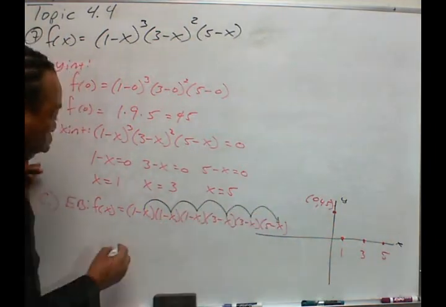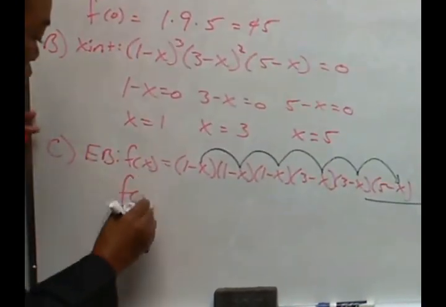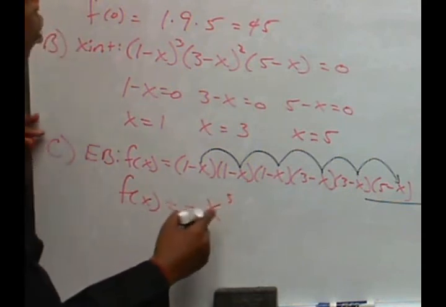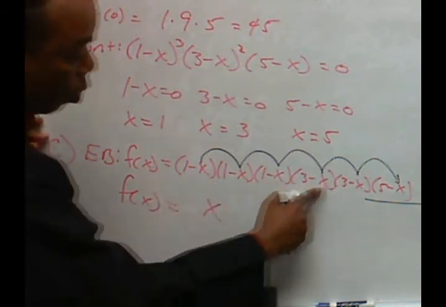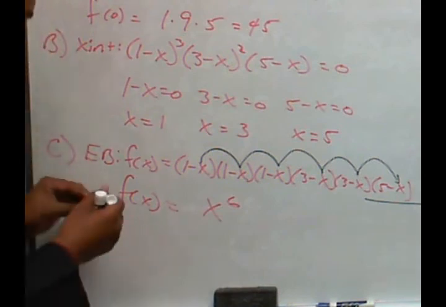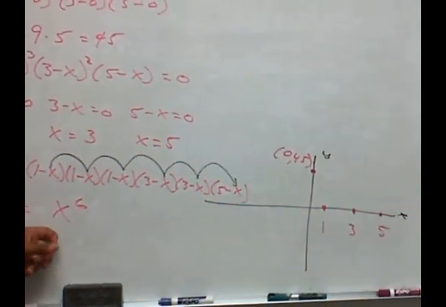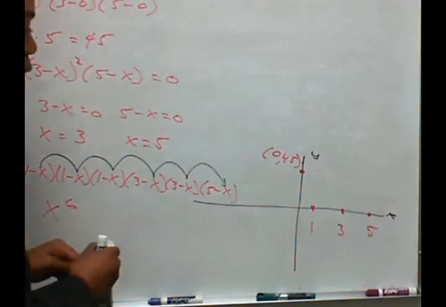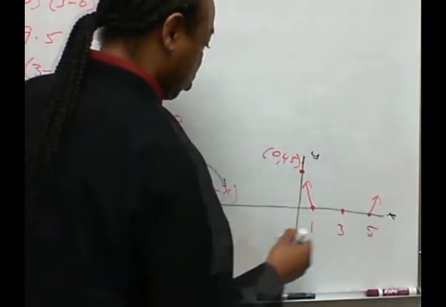When we multiply all those negative x's together, which will give us our leading term, we will have positive x to the 6th power. 1, 2, 3, 4, 5, 6. So that'll be positive x to the 6th power. This suggests that my end behavior will be both sides going up. So this side will be going up, and this side will be going up.